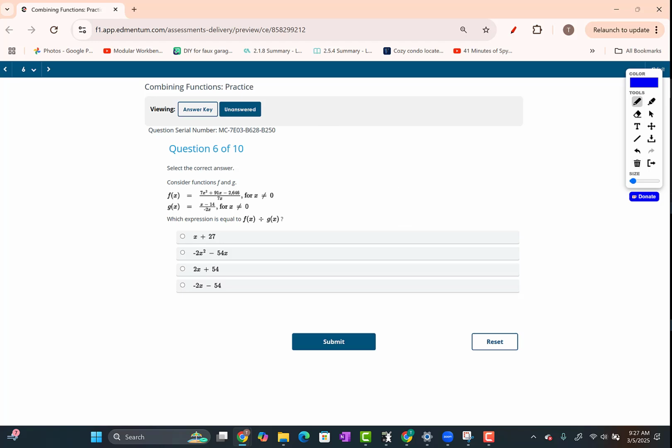So we're going to take the original fraction. Since it's f divided by g, we're going to rewrite the original fraction, f of x, which is 7x squared plus 91x minus 2,646 all over 7x. And I'm going to multiply that by the reciprocal of the g function, which is negative 2x over x minus 14.